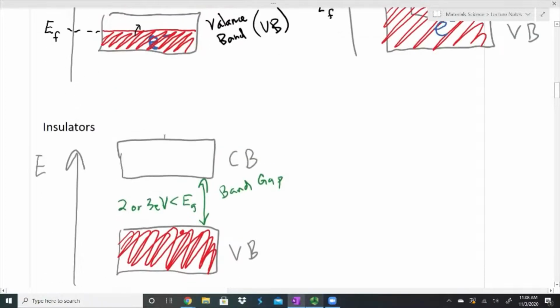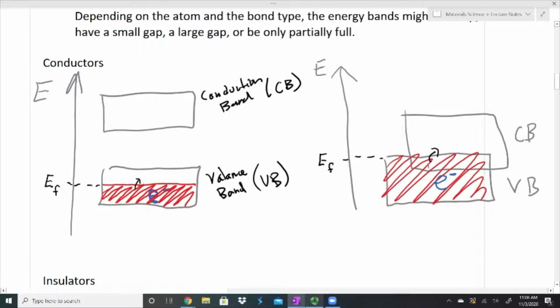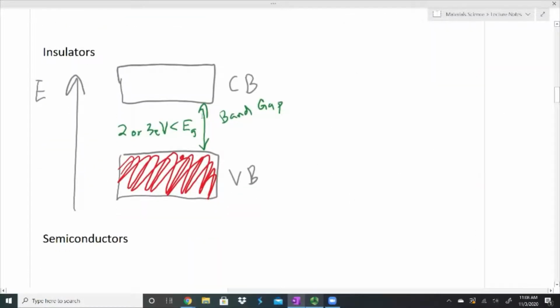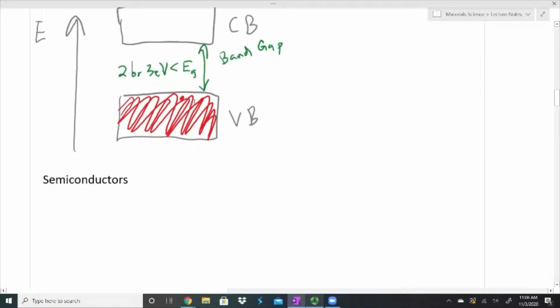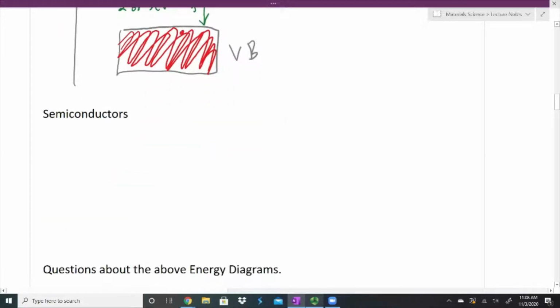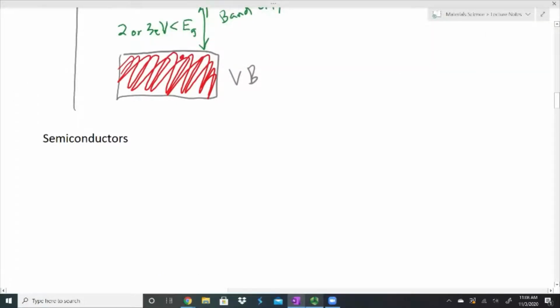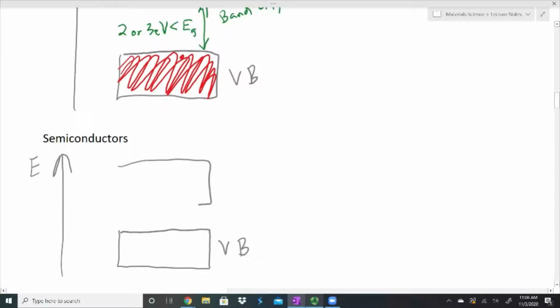Semiconductor. Okay, so we have this idea of a conductor, very, very easy to promote an electron. I have an insulator here, very, very hard to promote an electron. A semiconductor is going to be somewhere in between that. It's not going to be super easy to promote an electron, but it's going to be doable. And the reason it's doable is because I have my valence band and I have my conduction band. My valence band, once again, is all the way full.